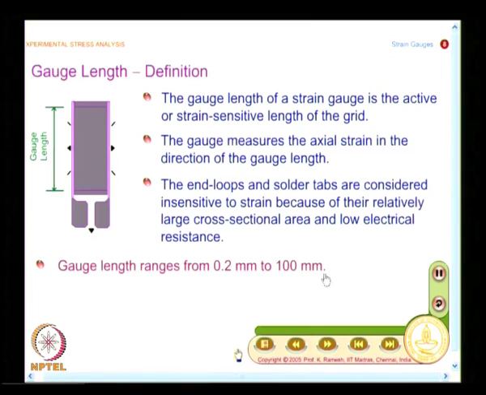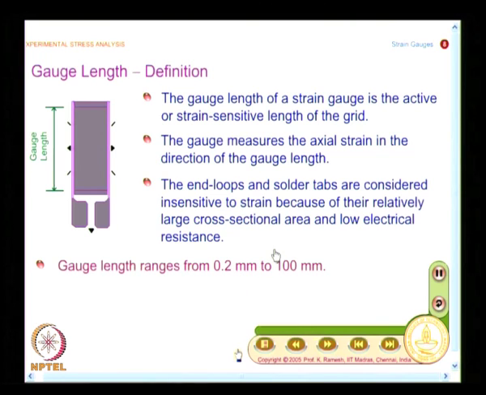Only in special applications you need to select smaller gauge lengths or longer gauge lengths. In which class of material will you look for longer gauge length? Suppose I have a heterogeneous material like concrete, I would definitely go for longer gauge lengths. For most of your metallic applications, a 3 millimeter strain gauge is good enough, and 0.2 millimeter is only for very special applications.